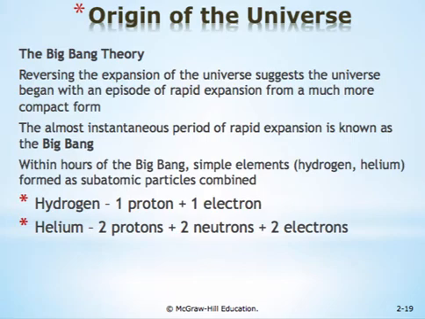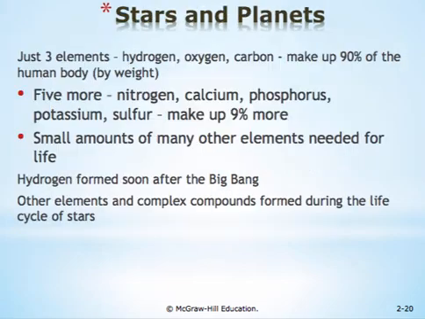Within hours of the Big Bang, simple elements, hydrogen and helium, formed as subatomic particles combined. Hydrogen is 1 proton plus 1 electron. Helium is 2 protons and 2 neutrons and 2 electrons. Just those 3 elements, hydrogen, oxygen, carbon, make up 90% of the human body. 5 more, nitrogen, calcium, phosphorus, potassium, sulfur, make up just 9% more. Small amounts of many other elements are needed for life.